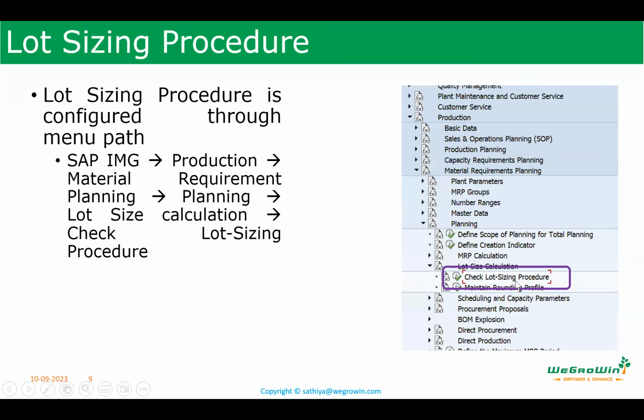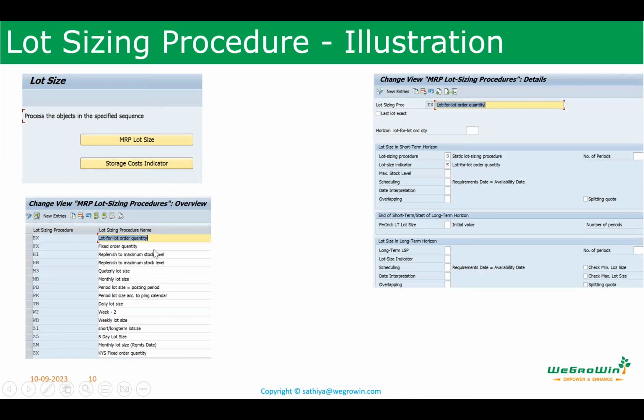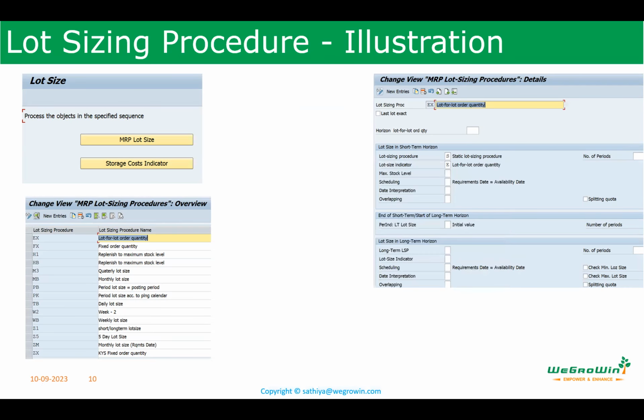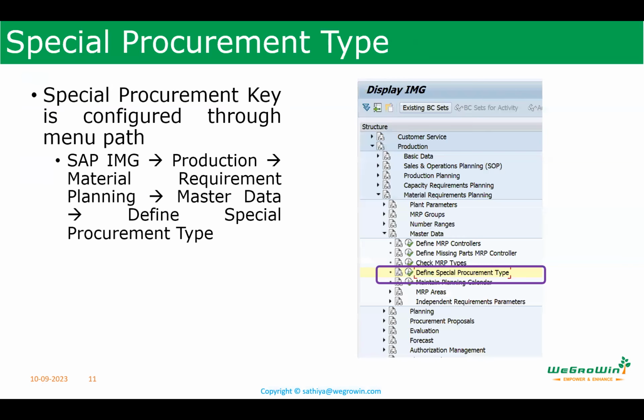Menu path of the check lot size procedure. Here I go. What is the lot size? All these things are defined here. EX means what? FX means what? For example, EX means lot for lot, which is a static lot size procedure. And if it is a monthly lot size, see here, the lot size procedure is the period lot size procedure. The difference is that it is a static lot size versus a period lot size, and the lot size indicator is lot for lot. Here it is monthly, and scheduling is period start, meaning that when the period starts, the material should be available. Like this, you have to check each and everything.